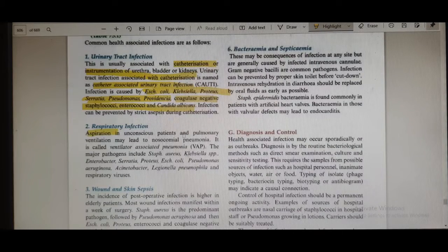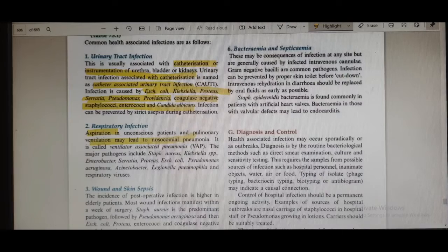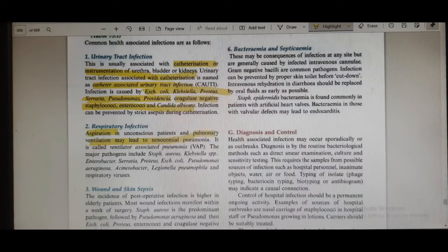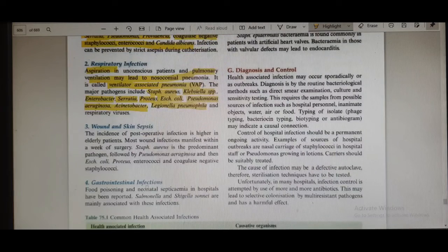Moving to respiratory infection, aspiration in unconscious patients and pulmonary ventilation may lead to nosocomial pneumonia. Aspiration and pulmonary ventilation without a proper sterile technique might cause nosocomial pneumonia. These respiratory infections are usually called ventilator associated pneumonia. The major pathogens include Staphylococcus aureus, Klebsiella species, Enterobacter, Serratia, Proteus, Escherichia coli, Pseudomonas aeruginosa, Acinetobacter, Legionella pneumophila, and other respiratory viruses.